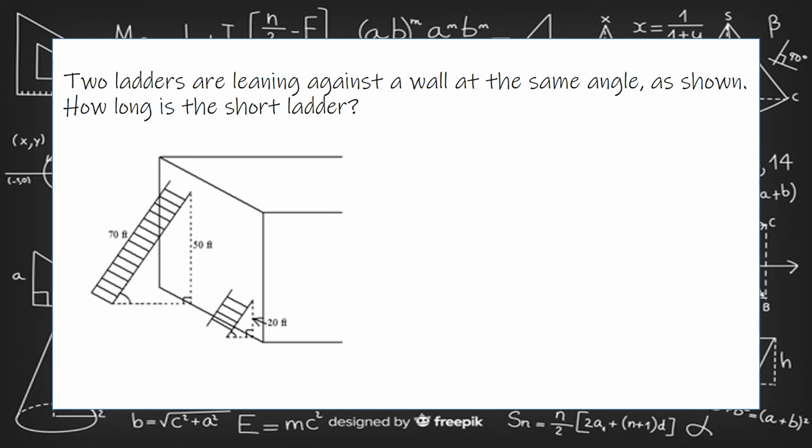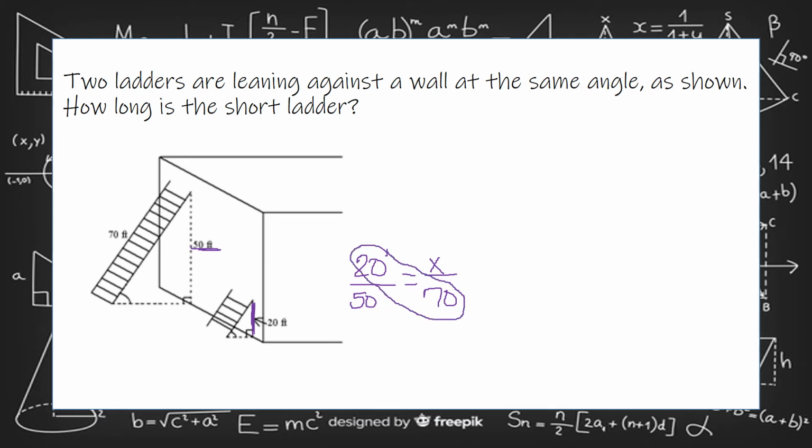Okay, so we know that this one is 20 feet. So I'm putting small over big. Make sure that those sides line up. And we don't know how long the small ladder is, but we know the big ladder is 70. So we're going to cross multiply.